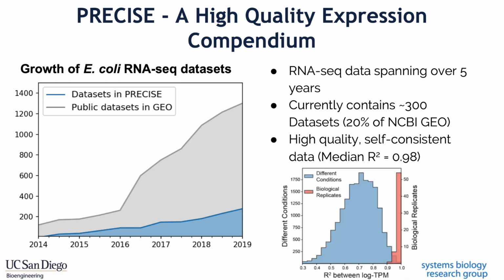As you can see here, the median R-squared between replicates is 0.98, and the median R-squared between non-replicates is still 0.7, highlighting the internal consistency that allows us to compare transcriptomics data between experiments. We call this compendium PRECISE, or the Precision RNA Expression Compendium for Independent Signal Extraction.